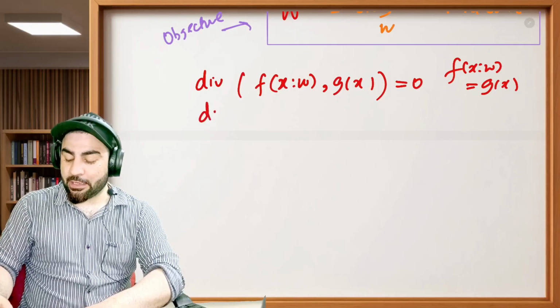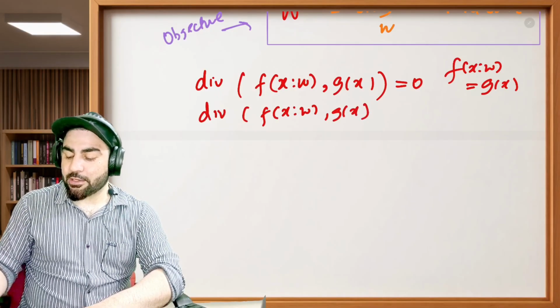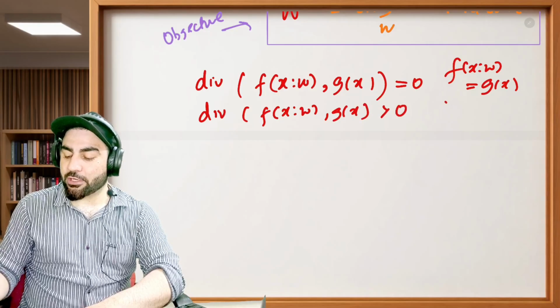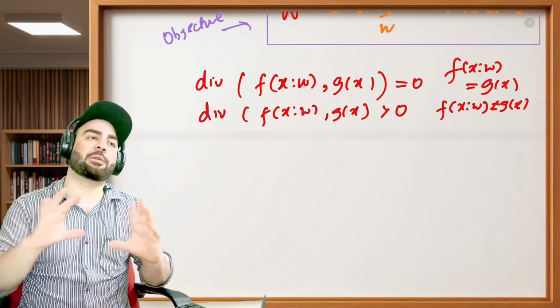Otherwise, what should happen? The divergence of f of x, w, comma g of x, should be greater than 0 if f of x, w is not equal to g of x. This is the property that I want my function to have.